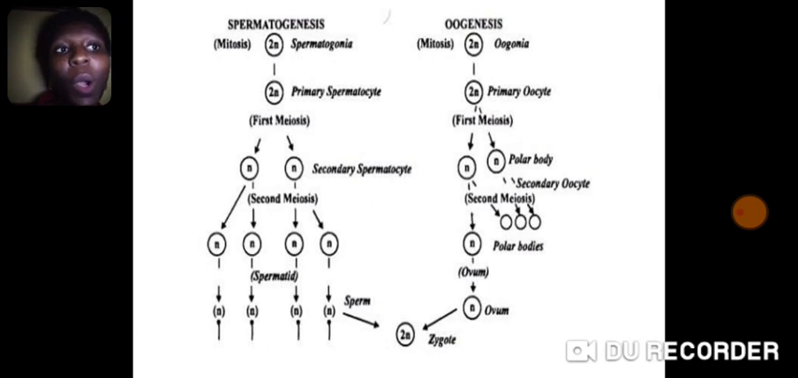So the secondary oocyte plus a mature sperm cell will give you a fertilized ovum. The ovum is fertilized and it is mature, and it is this one that can now become the zygote. And the ovum is haploid.